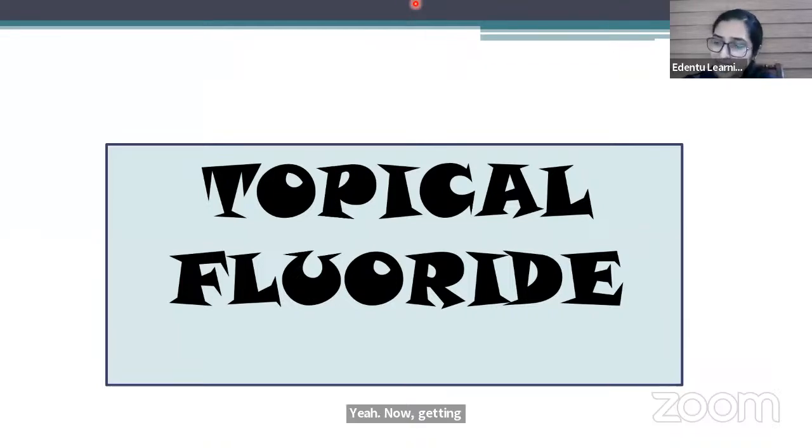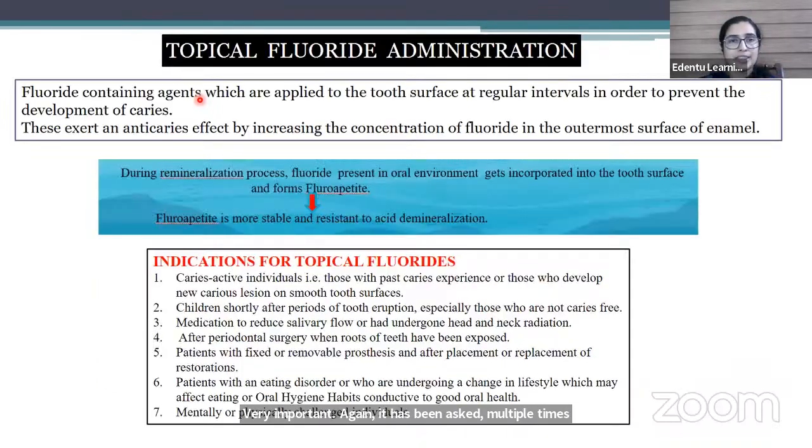Okay. Now getting on to topical fluorides. Very important again, it has been asked multiple times, so just have an idea regarding the same. The question that was asked was to enumerate the different modes of topical fluoride administration, and also to write in detail about the APF gel. Quite an important topic.